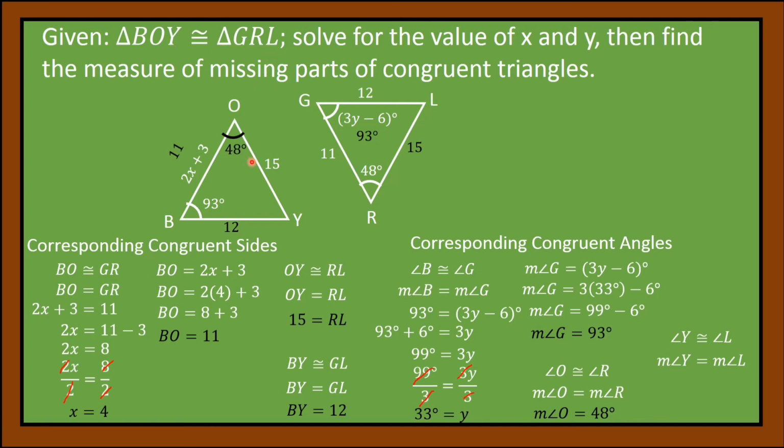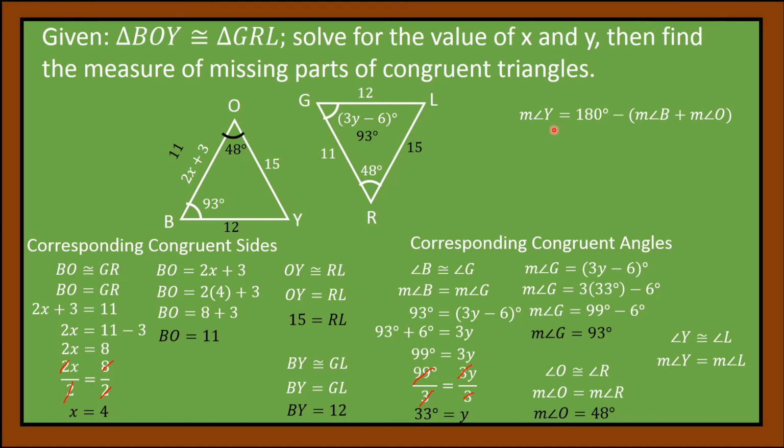So, let us look at the figure. This is our angle Y. This is our angle L. So, they both have no measure. So, what will we do again? So we now have here the measure of angle Y is equal to 180 degrees minus the measure of angle B plus the measure of angle O.